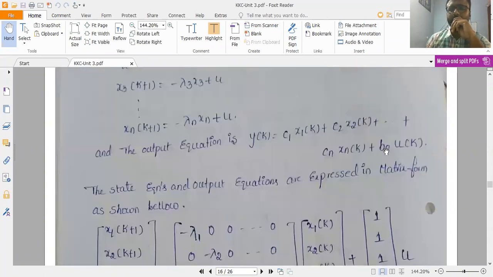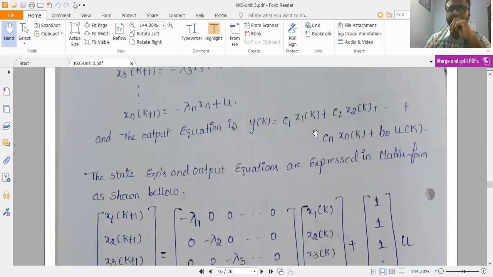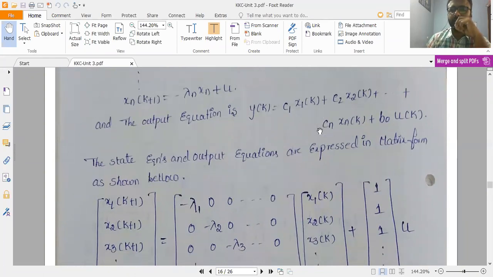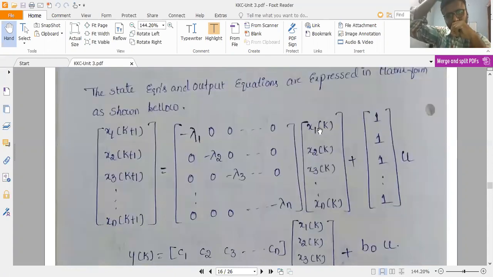Therefore the output state equation is represented as y of k is equal to c1 into x1 of k plus c2 into x2 of k, and so on up to cn into xn of k plus b naught into u of k. So this input and output are represented in matrix form, here. See the matrix form: x1 of k plus 1, x2 of k plus 1, x3 of k plus 1 are the input state equations, and these are the parameters which are multiplied with the state variables x1 of k, x2 of k, x3, so on up to xn, plus u of k.